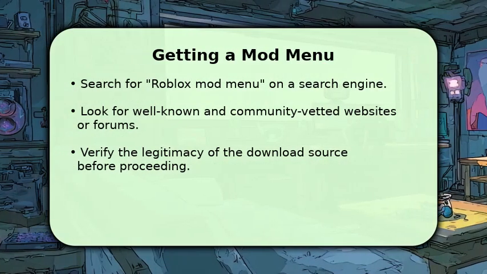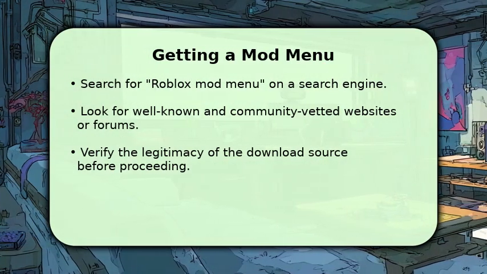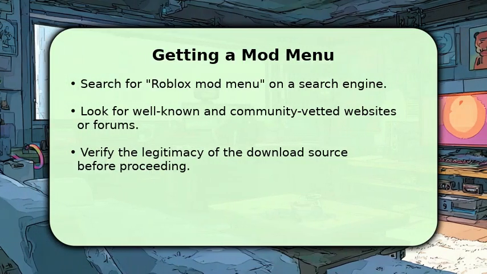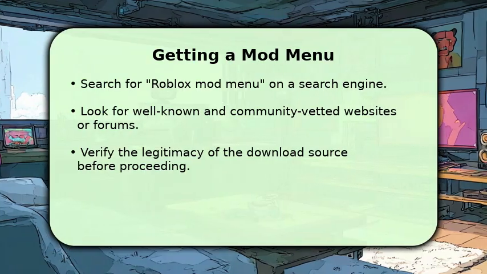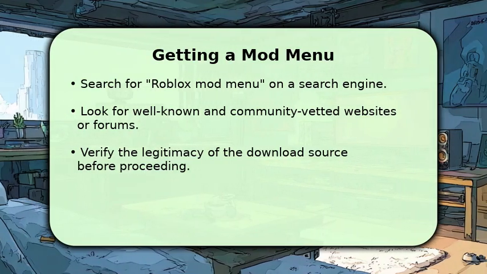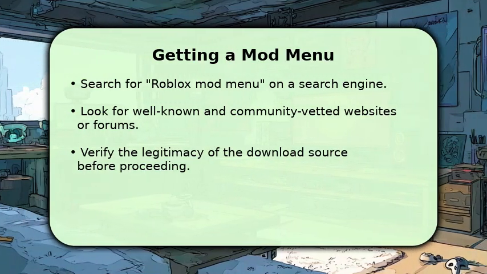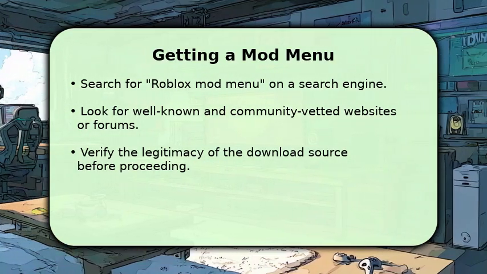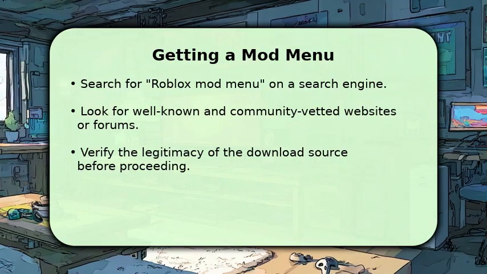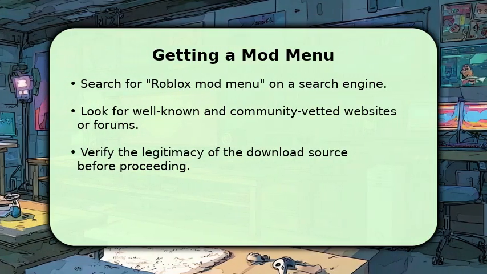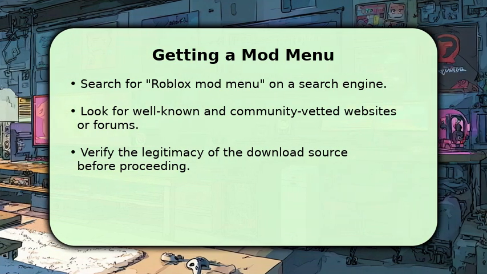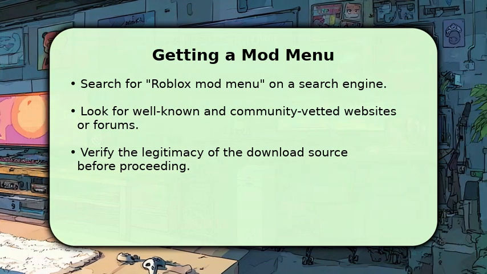To get started, you'll need to find a mod menu. A quick search online for Roblox Mod Menu will yield many results. It's vital to stick to reputable sources, like well-established forums or websites with positive community feedback, to avoid malicious software. Once you've identified a safe source, download the mod menu file. This is often an executable program or an injector that will interact with the Roblox client.